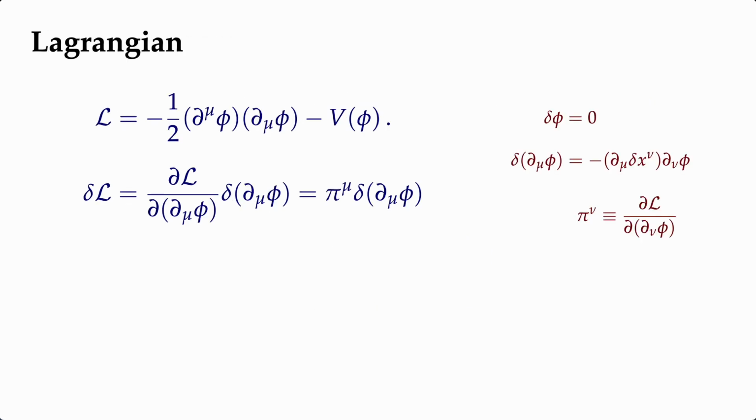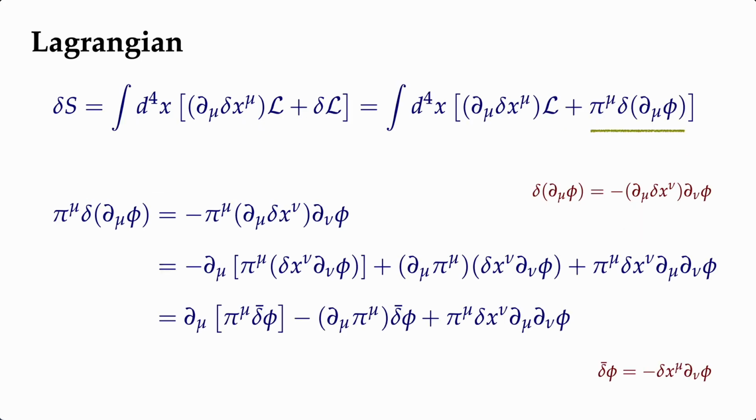Next, we turn to the variation of the Lagrangian. We assume that the Lagrangian consists of the standard kinetic term and a potential term that depends on phi. Since delta phi vanishes, the variation of the potential vanishes, and we may focus on the variation of the kinetic term. Again, we use the product rule for derivatives to reshuffle the terms and express the results in terms of the delta bar phi whenever applicable.